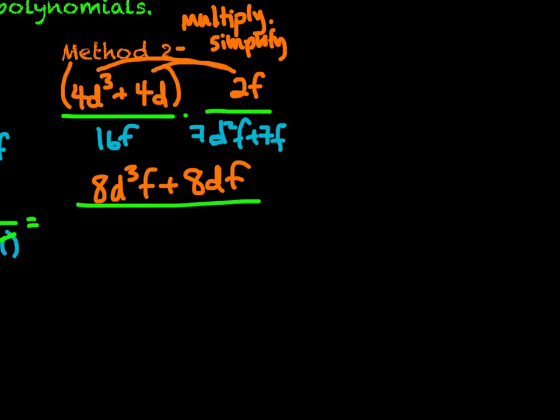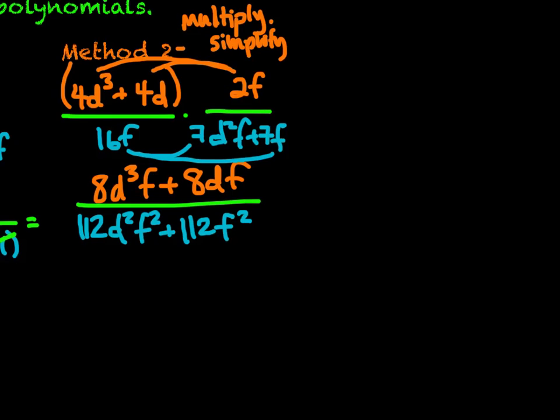On the bottom, we have a similar situation. The 16f is multiplying the 7d squared f, and it's multiplying the 7f. So 16 times 7 is 112, and we have d squared f squared now in there. We have 16 times 7 again, so we have again 112, and we have two f's now, so f squared. That's all we did with our distributive property.